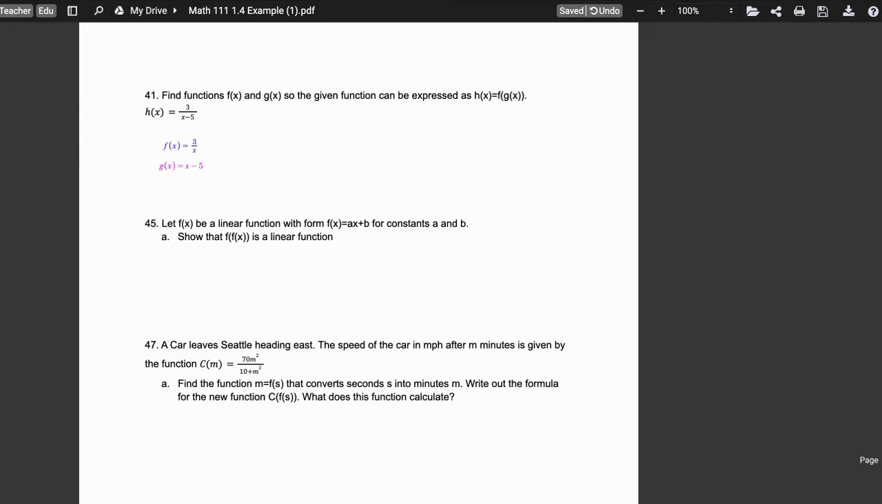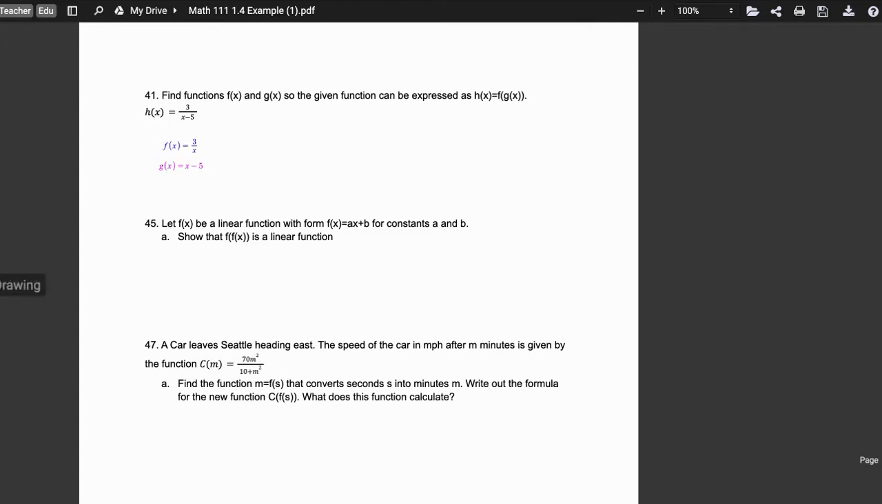45 says let f of x be a linear function with form f of x equals ax plus b. And you might remember that y equals mx plus b, that's a linear function. So it's making a line where constants are a and b. So we need to show that f of f of x is a linear function as well. So what I'm going to do is this is like your first proof that you're going to do. I'm just going to plug in f of x into f of x.